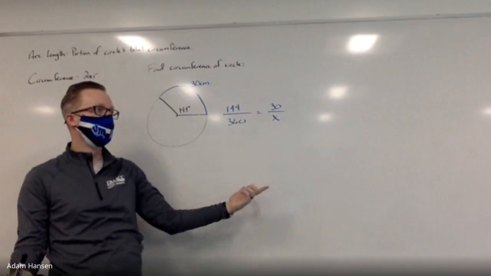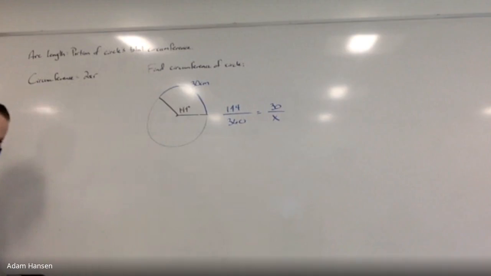Does that make sense? Just proportional. An arc whose measure is 144 has a length of 30. So what would the full circle given by 360 degrees have for its circumference?